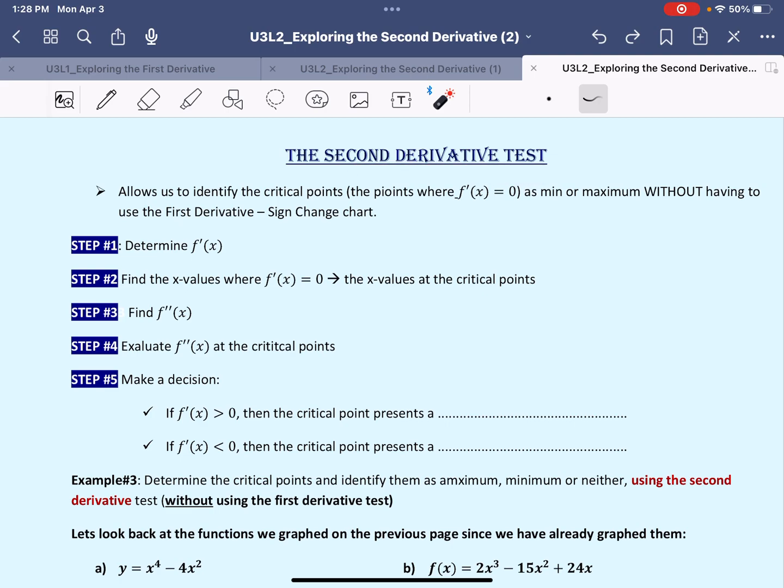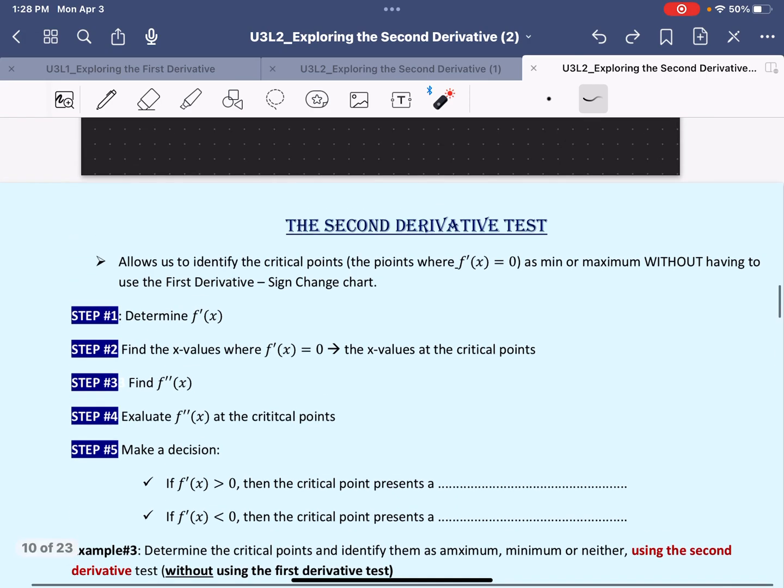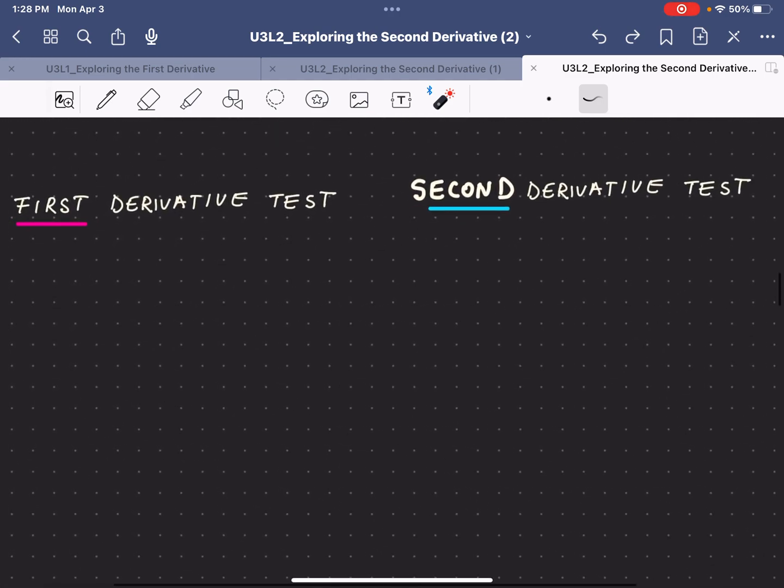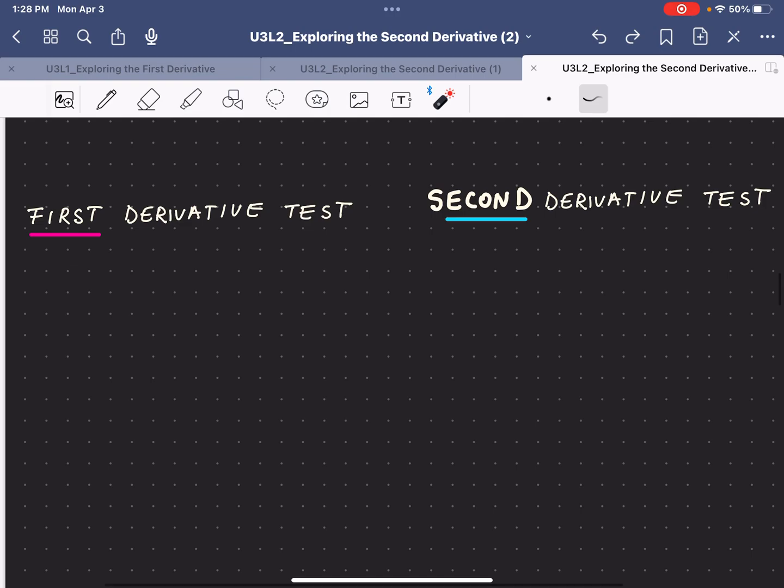So, in order to best understand this, I'm going to go way back at the beginning of the unit of derivatives where we made the promise that we are going to learn how to use derivatives to draw graphs of functions. We started with the first derivative test, and what the first derivative helped us do was determine the intervals where the function was either increasing or decreasing.